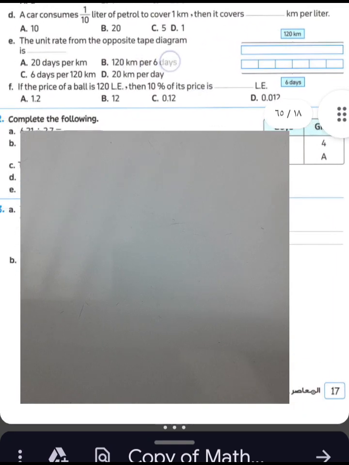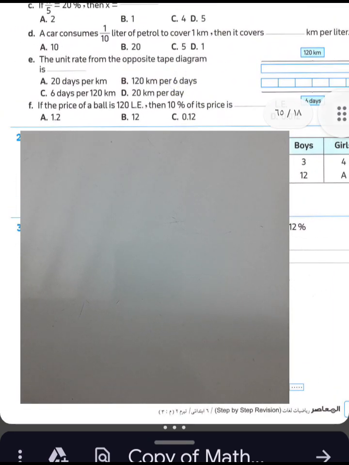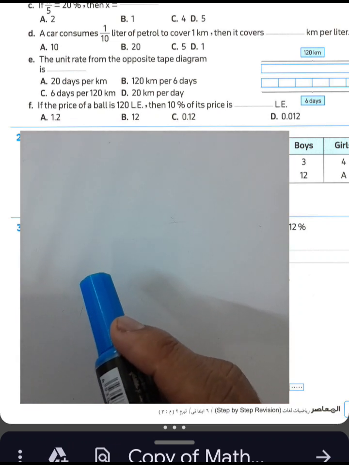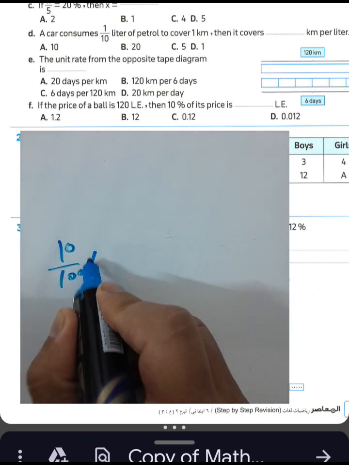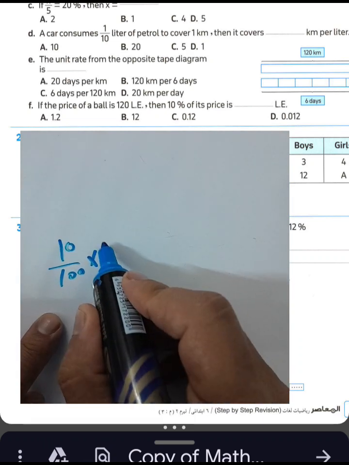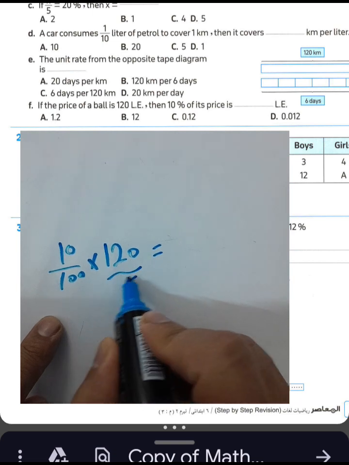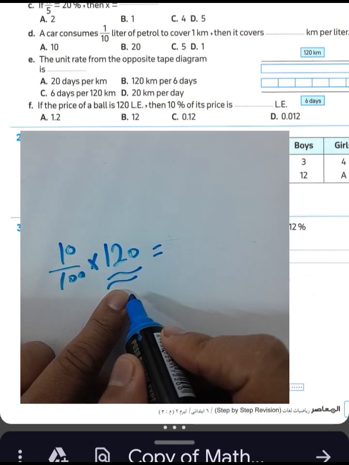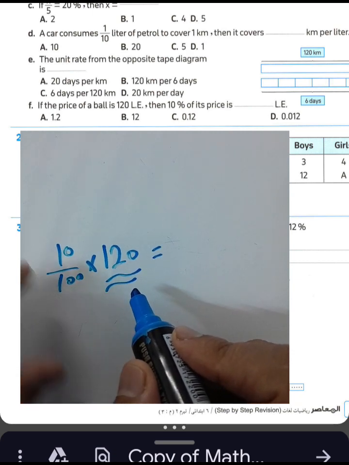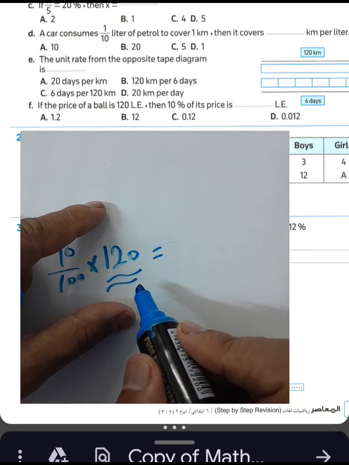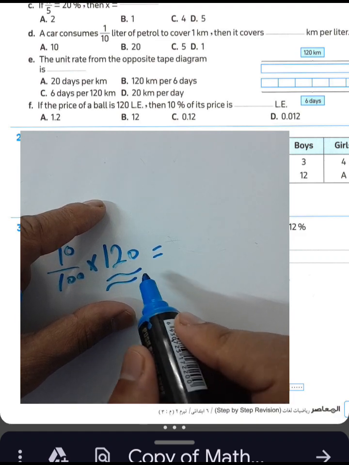Question letter F. If the price of a ball is 120 Egyptian lira, then 10% of its price will be what? We can find the product between them. 10%, meaning 10 over 100, times the total number, the cost of the ball, 120 Egyptian lira. You want to find 10% of this number, 120. 10% of its price will be what?